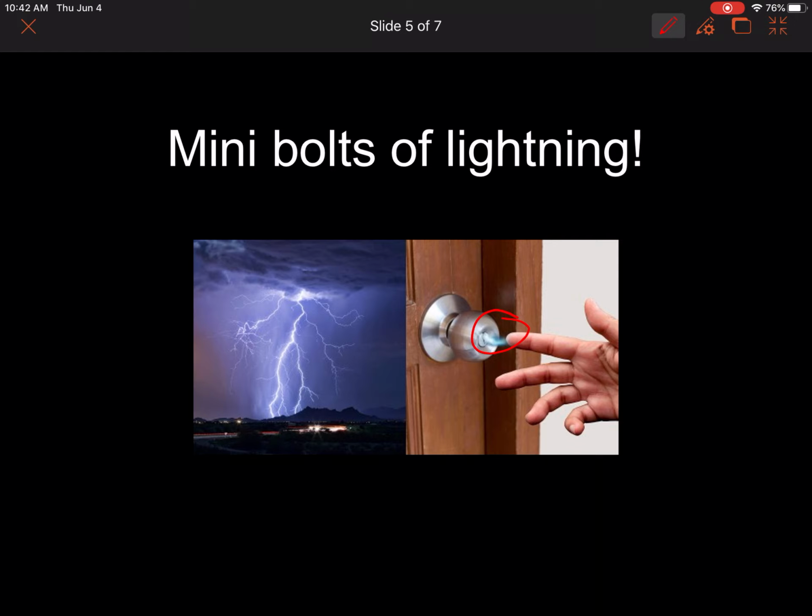Those are actually just mini bolts of lightning. So those are the same things. It's just a releasing of the electricity, or releasing of the electrons.